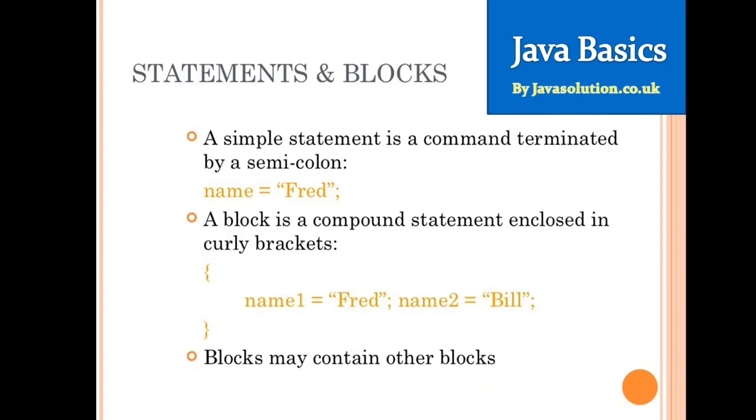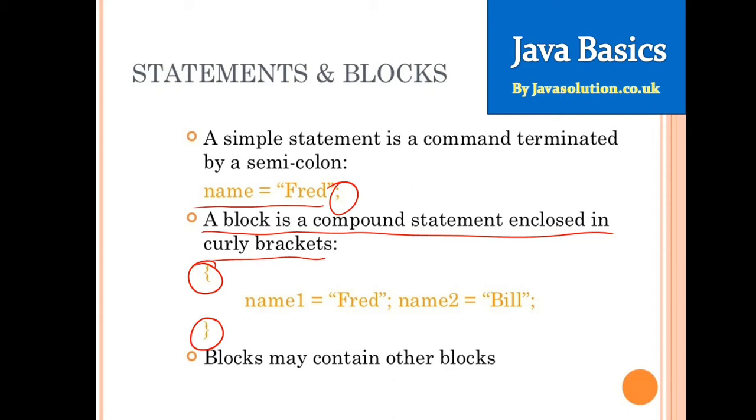So, statements and blocks in Java. A simple statement is a command terminated by a semicolon. So this is a semicolon, right? If you want to terminate a statement, you can terminate it by putting a semicolon. We discussed this earlier. We can also define multiple statements in one block. A block is a compound of statements enclosed in curly braces. So these are the curly braces, and we can define a number of statements here.